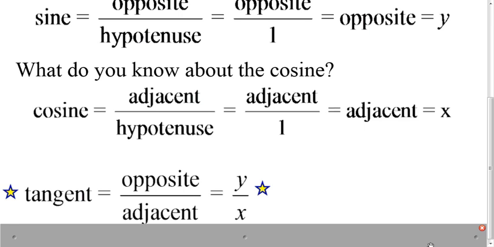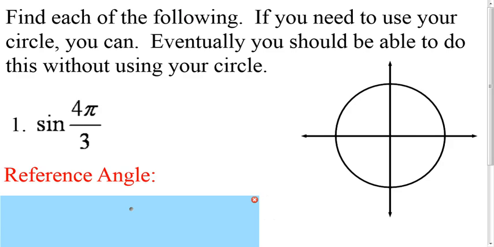So let's continue working on using these key features that we talk about in our unit circle to answer some questions based on an angle measurement given to us, whether it's in radians or degrees. Let's take a look at an example. Here we want to find the sine of 4 pi over 3. So what we want to do is think about what we know based on the givens.